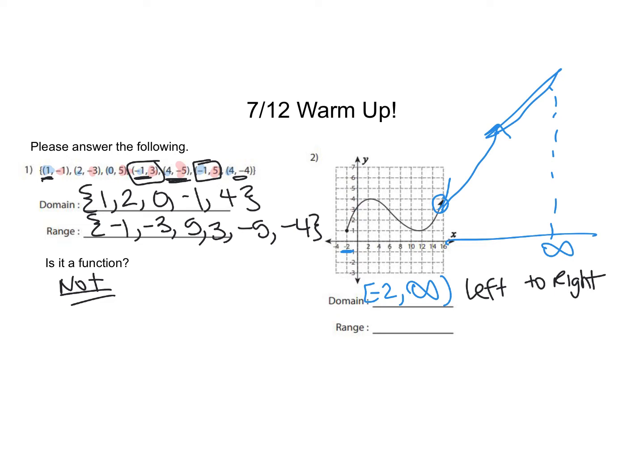And then for my range, we're doing bottom to top. My lowest value is 1. And my highest value, you would maybe think it's 4, but we can't forget about the fact that there's this arrow here, right? And so the arrow is going all the way up forever. So eventually, it would intercept with infinity. And this one is a function. It does pass the vertical line test. Are there any questions on the warm-up?